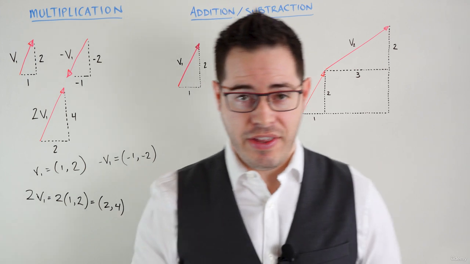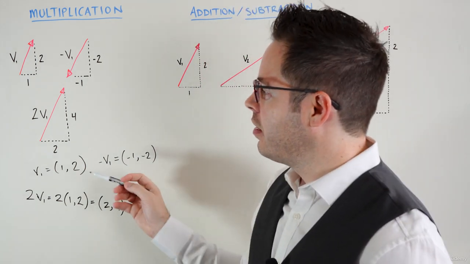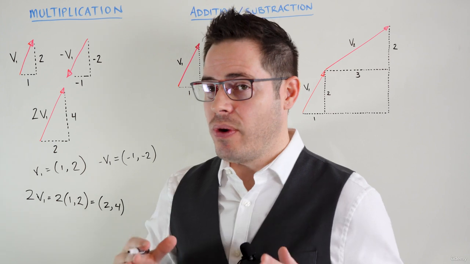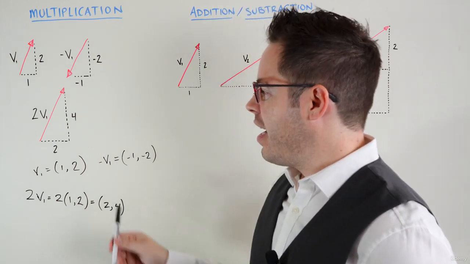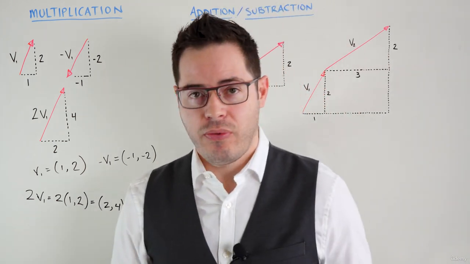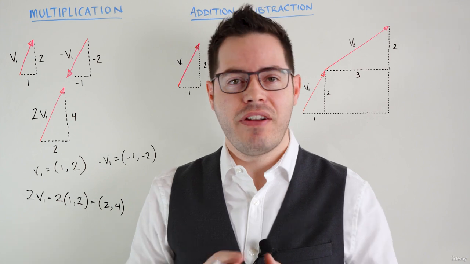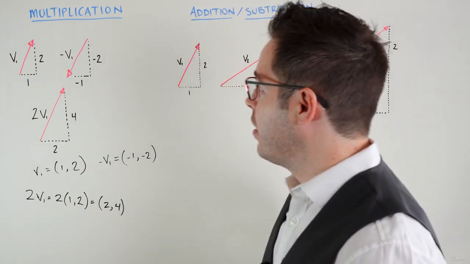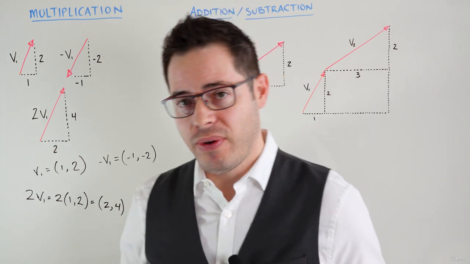So 2 times v1 gives us this vector, 2, 4. And this is the vector in the same direction as v1, but its magnitude is scaled by 2, so it's exactly twice as long. So vectors have this handy quality that we can scale them by a scalar, and their magnitude is scaled by that scalar. So that's vector multiplication. It's quite simple.